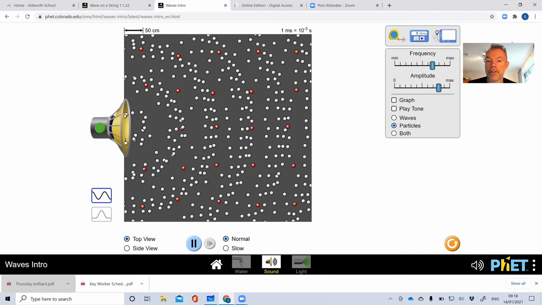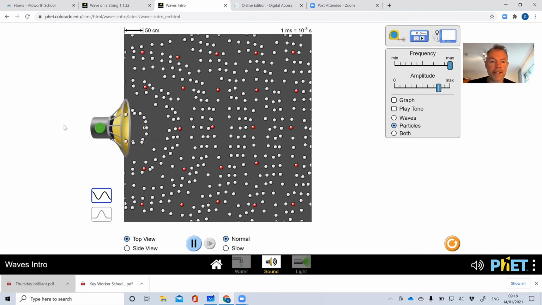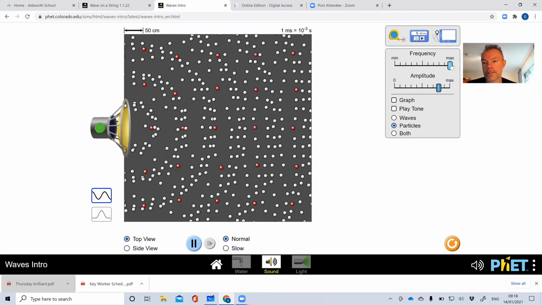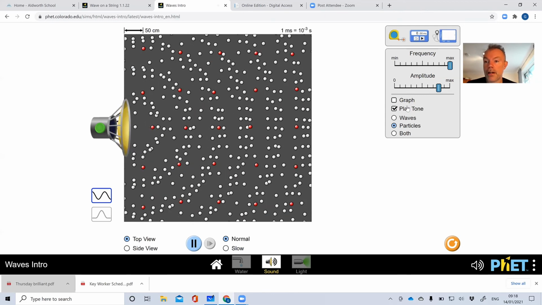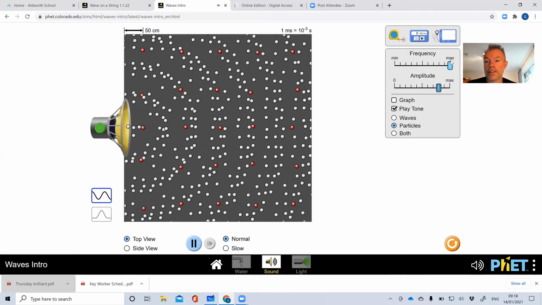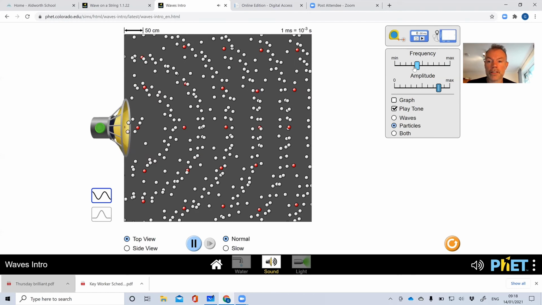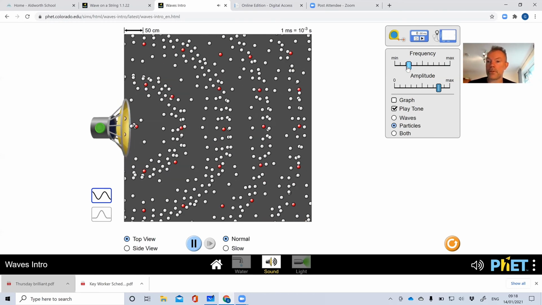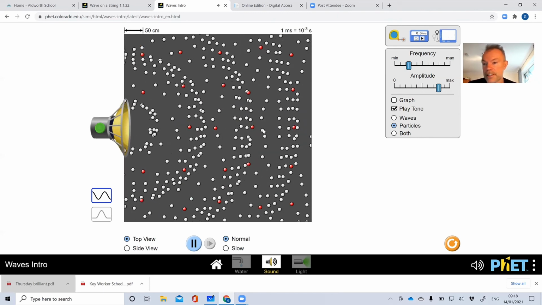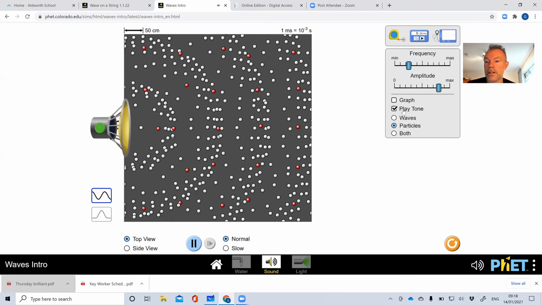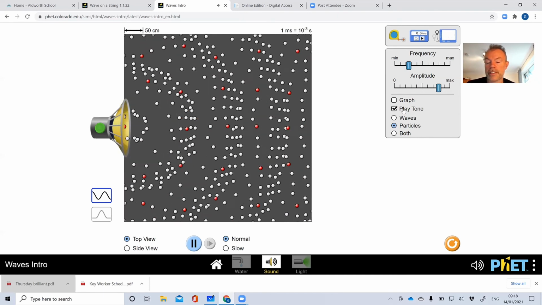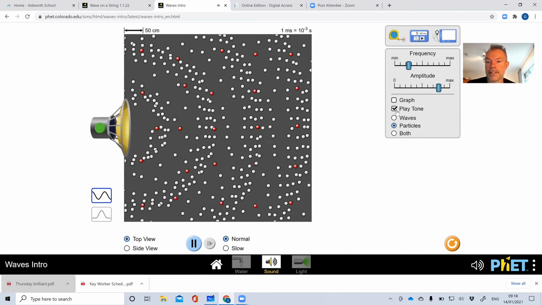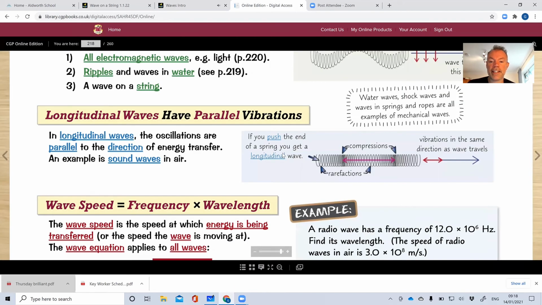Look, I can turn the frequency right up, and the speaker cone will go faster, air particles go faster. That would be a higher pitch sound. Turn the frequency down, the speaker cone goes slower, less frequent backwards and forwards. The air particles going less frequently backwards and forwards. It's a lower pitch sound. Okay, let's turn that off because that's annoying. So that is a longitudinal wave. The particles are going in the same direction.